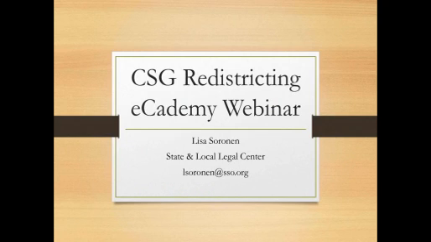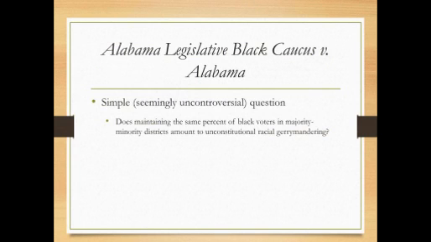The first case is Alabama Legislative Black Caucus versus Alabama. Now, on the surface of things, it seems like a very uncontroversial case. The question is, does maintaining the same percentage of black voters in a majority-minority district amount to unconstitutional racial gerrymandering?